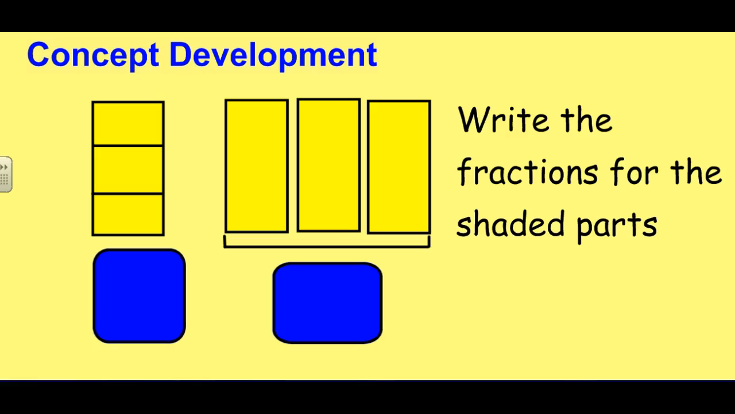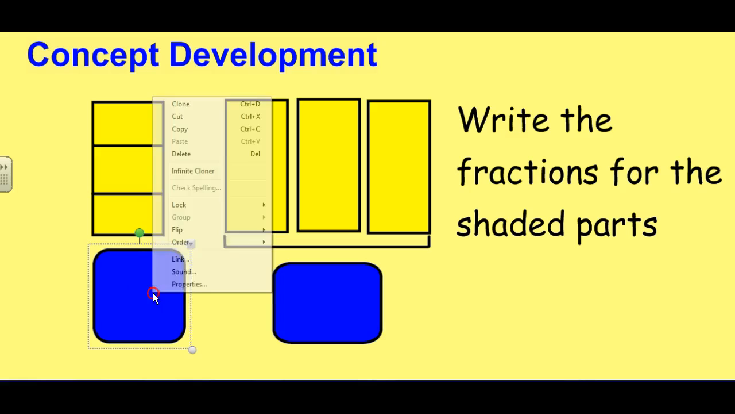Okay, so when we're looking at these two different models, we're going to write the fraction for what is shaded. For this first model, we always know that when we're trying to figure out our denominator of our fraction, we look at how many parts there are total. Looking at this model, I see that there are 3 equal parts. And then when we're trying to find our numerator, we look at how many parts are shaded. And it looks like all 3 parts are shaded. So this whole model is completely shaded.